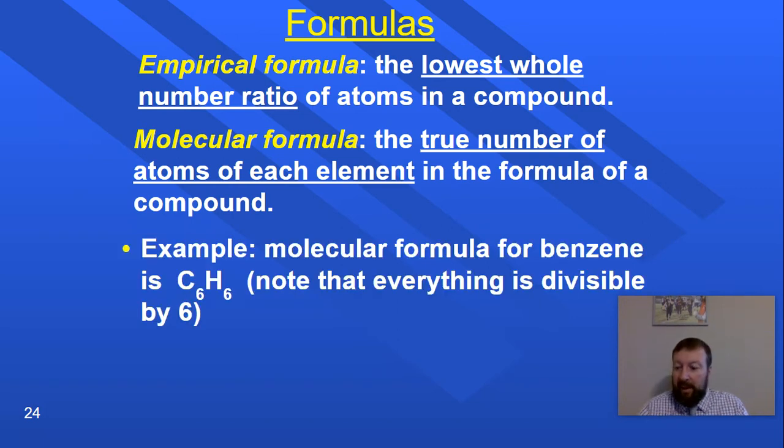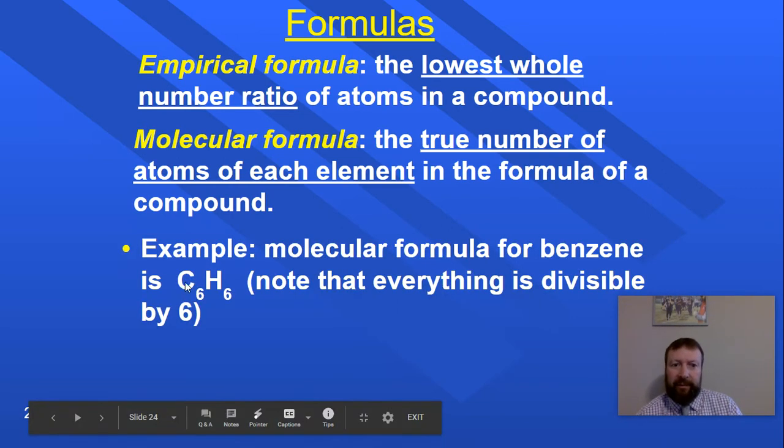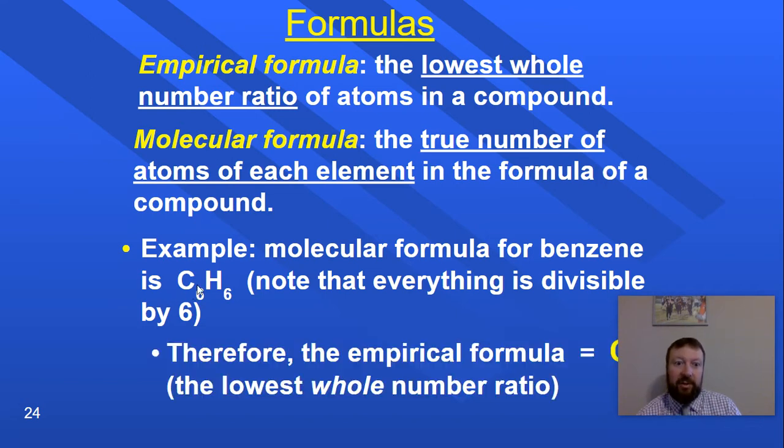A good way to do it is, say, benzene, which you don't have to know how to name that one, but 6 carbon 6 hydrogens, that can be simplified to 1 carbon and 1 H. So this is the molecular formula, multiple of 6, and the empirical formula would just be 1 C and 1 H.